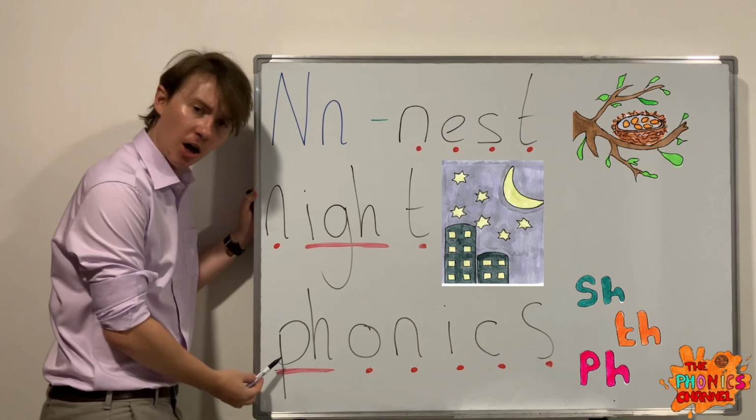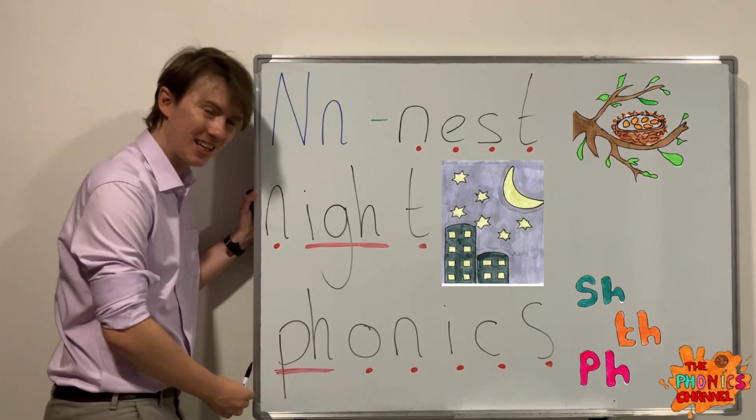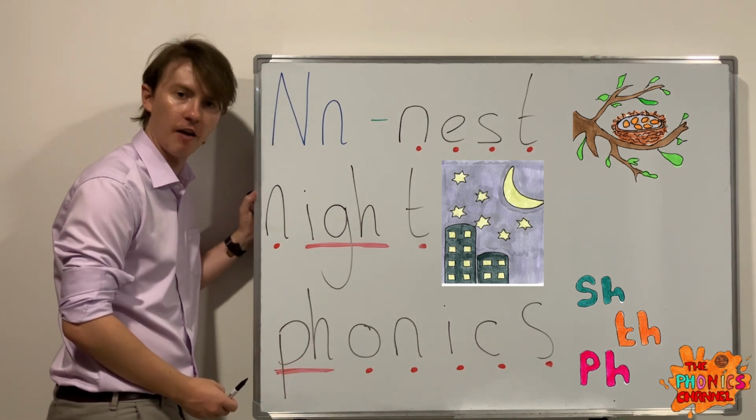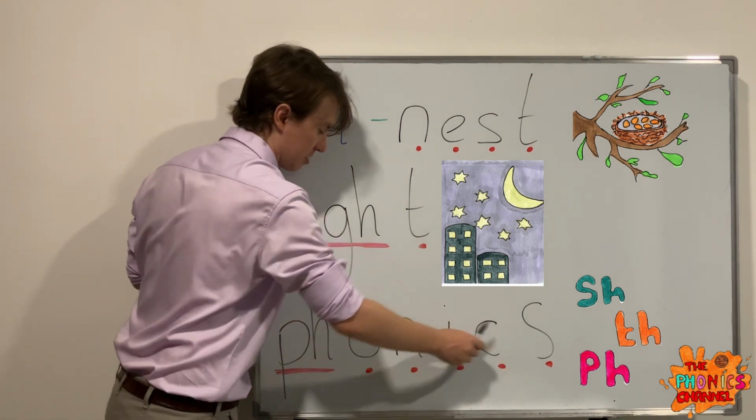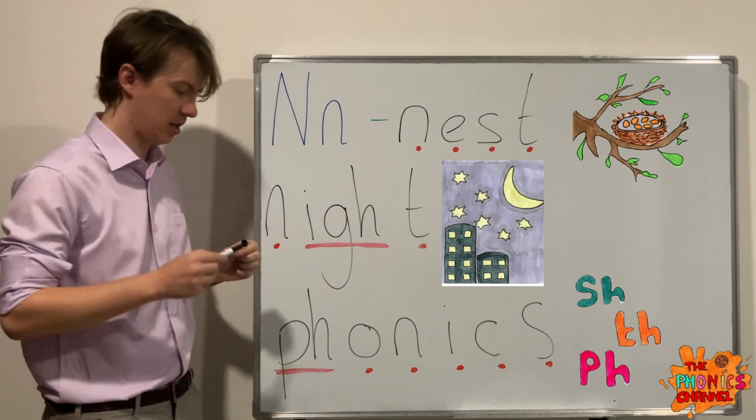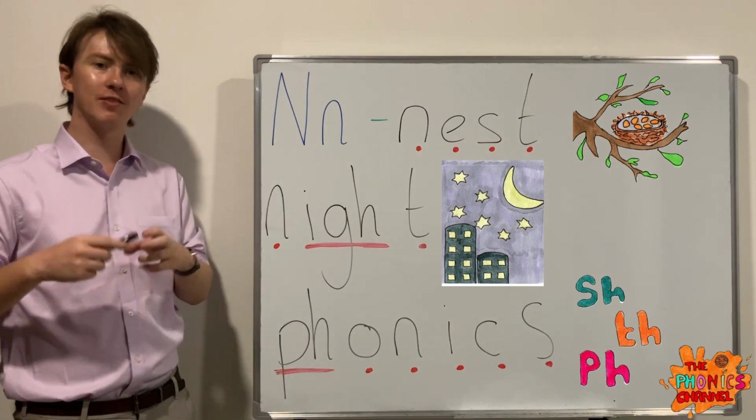So we've got the P and H together, make the F sound. That's the F digraph here. Phonics. Okay, super. So let's go through all of these again.